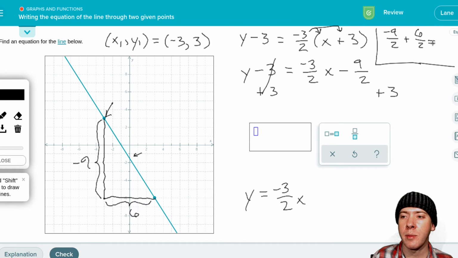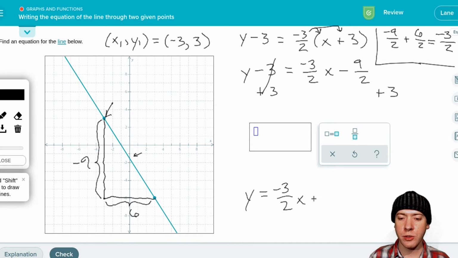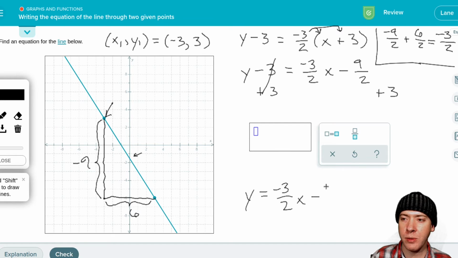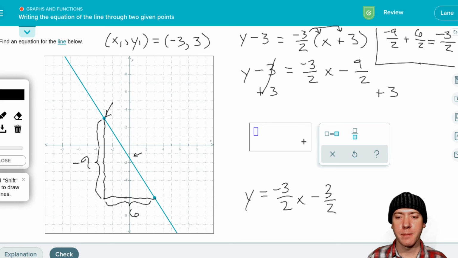Now we can add the tops. Negative 9 plus 6 is negative 3. And the common denominator was 2. So our answer should be negative 3 over 2x plus negative 3 halves, or negative 3 over 2x minus 3 over 2. So I'm going to put that answer in now.